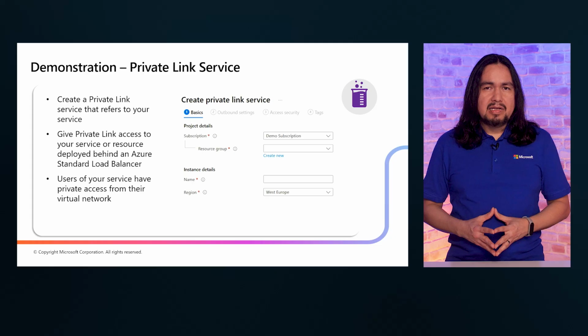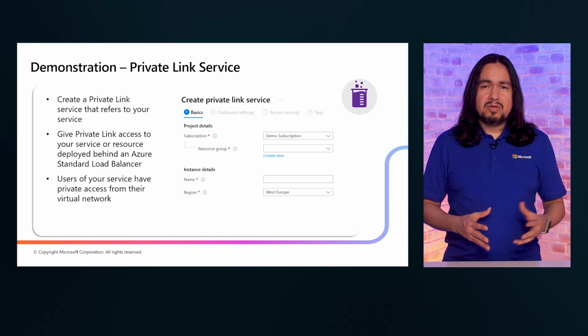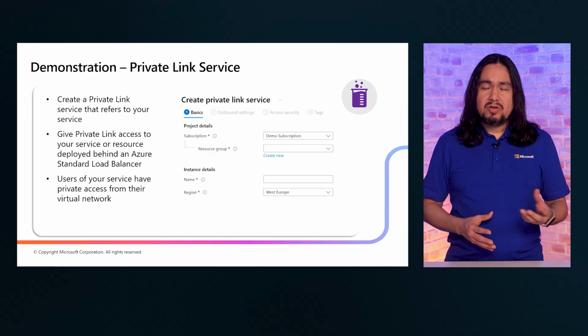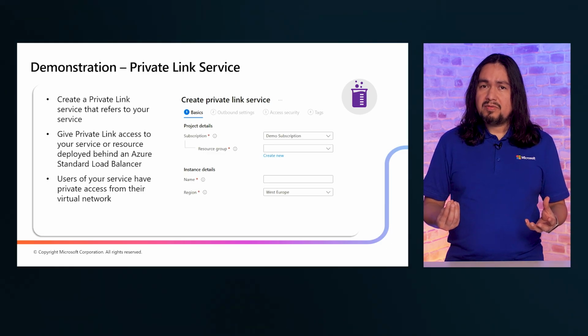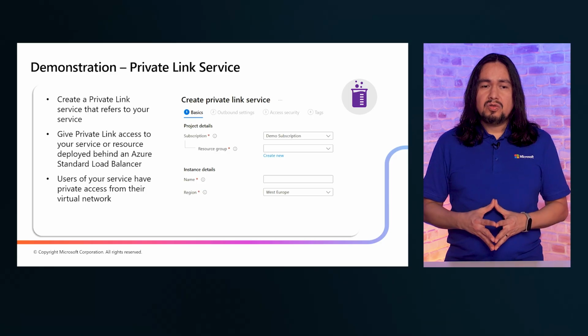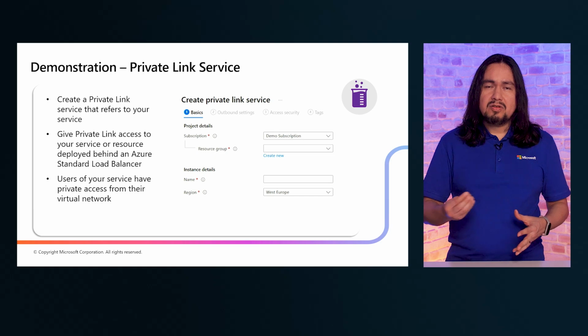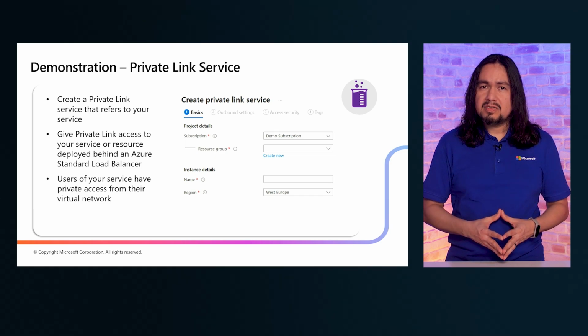Now let's create a private link service which will be associated to a standard load balancer. Later, we're going to create a private endpoint that is going to be mapped to that specific private link service. And last, we're going to have the users connect to that specific private endpoint to access your service within the private link service.